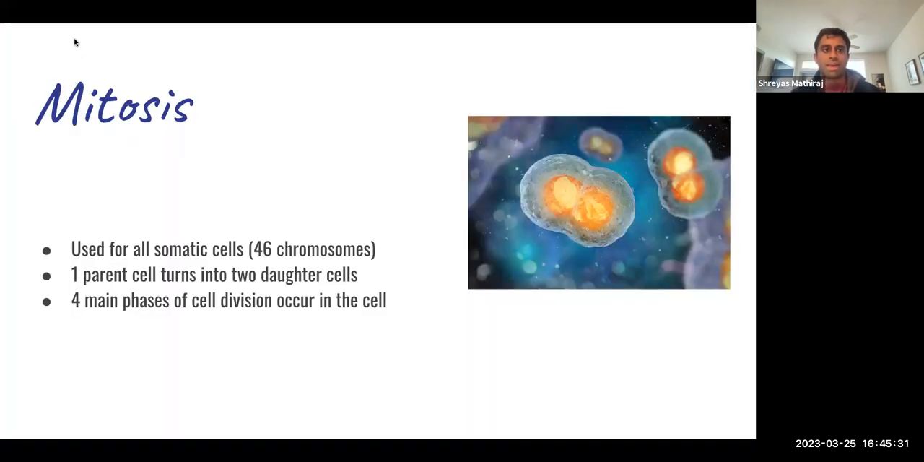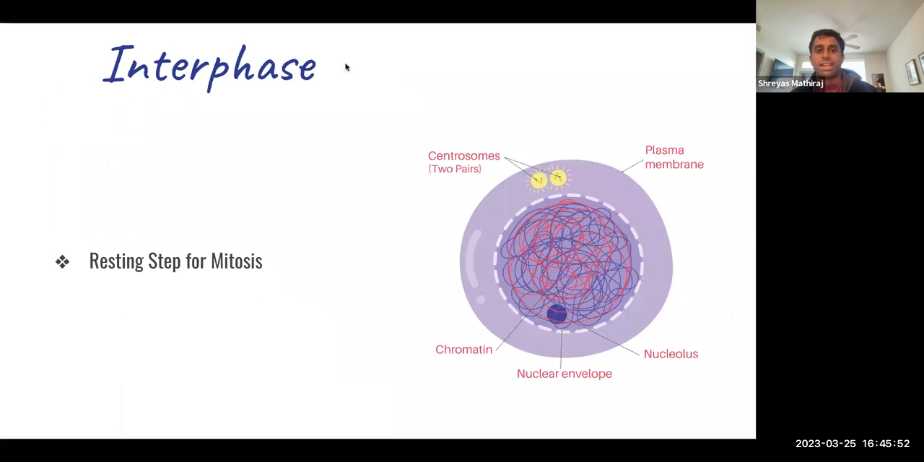So cell division, you might be asking. The term for that is mitosis, and it's used for all somatic cells. This is where one parent cell turns into two daughter cells. Gametes, like sperm and eggs, undergo the process of meiosis, which is a different topic that we will not be covering in this video. But there are four main stages of cell division. The first one is interphase. It's like the resting step for mitosis, in the sense that when the cell is not undergoing cell division at the moment, it's in interphase, and that has multiple steps as well.